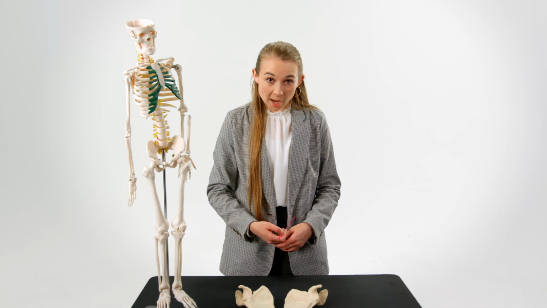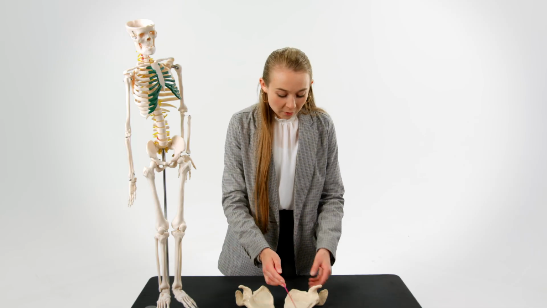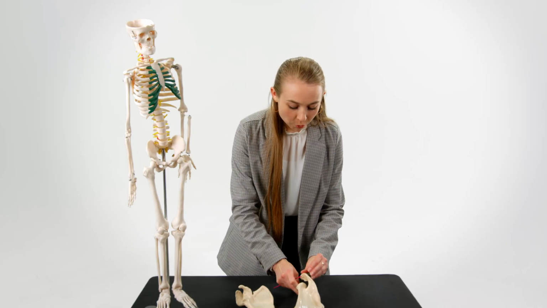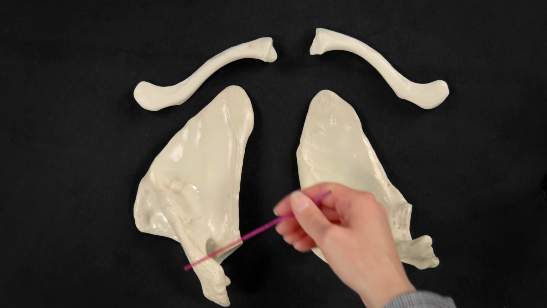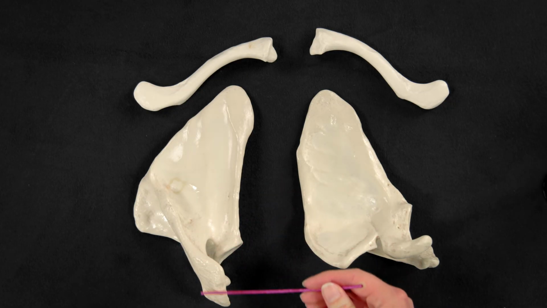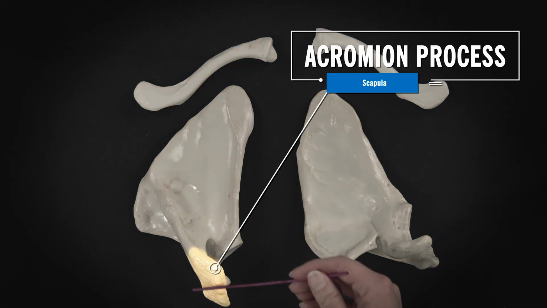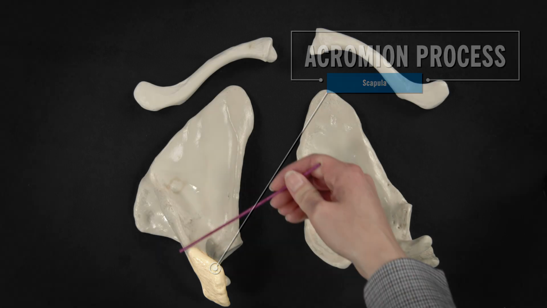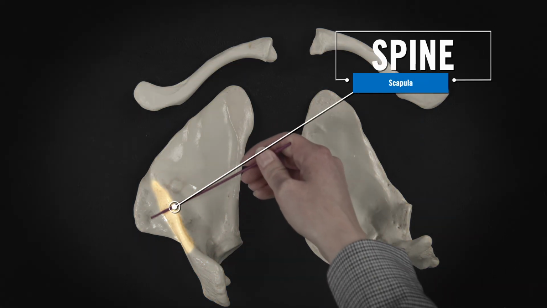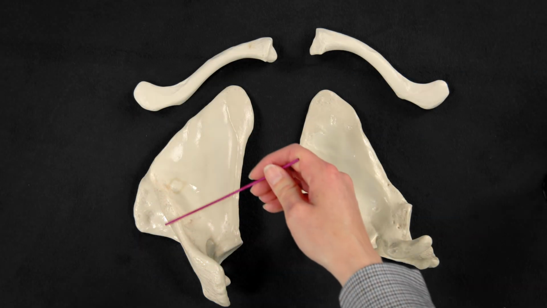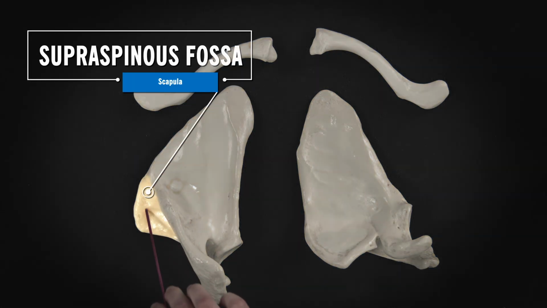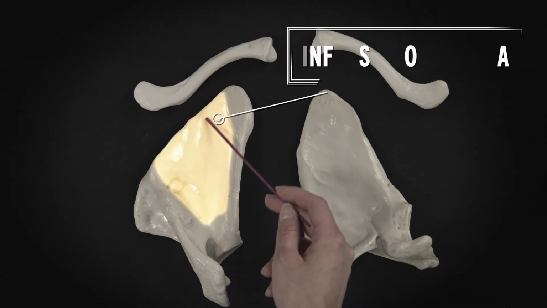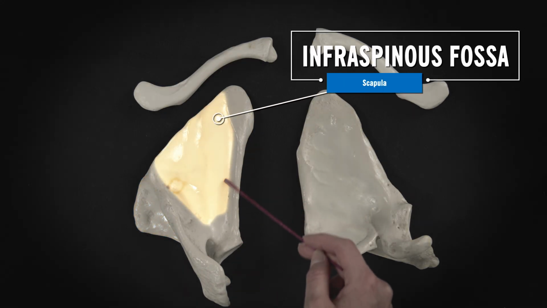We will now go over the scapula. To start, we're going to flip it over and go over the posterior portion. So this is the posterior portion, and we can see this large protrusion here, which is the acromion process. This long, large spine is called the spine. Above the spine, we have the appropriately named supraspinous fossa. Then below the spine, we have the infraspinous fossa.